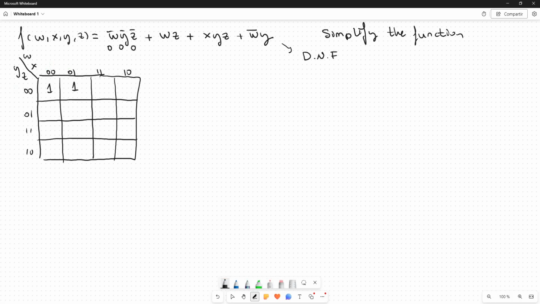So the following term is w is 1 because it's not negated, and z is 1 because it's not negated. Now w is 1 here and here, and z is 1 here and here. So we are in these 4 cells. You can see that it's quite fast to do it.